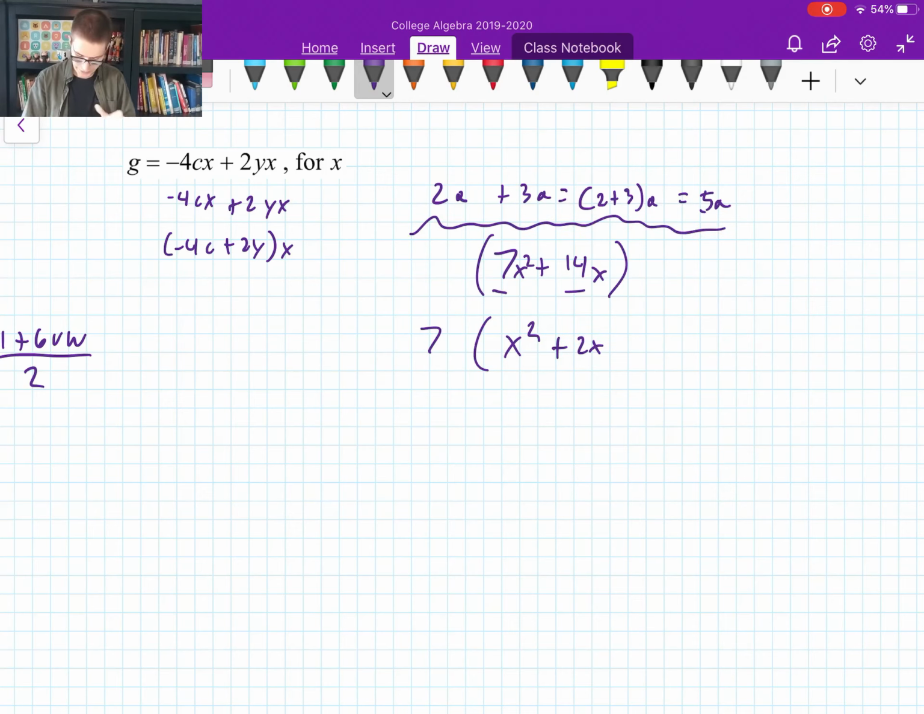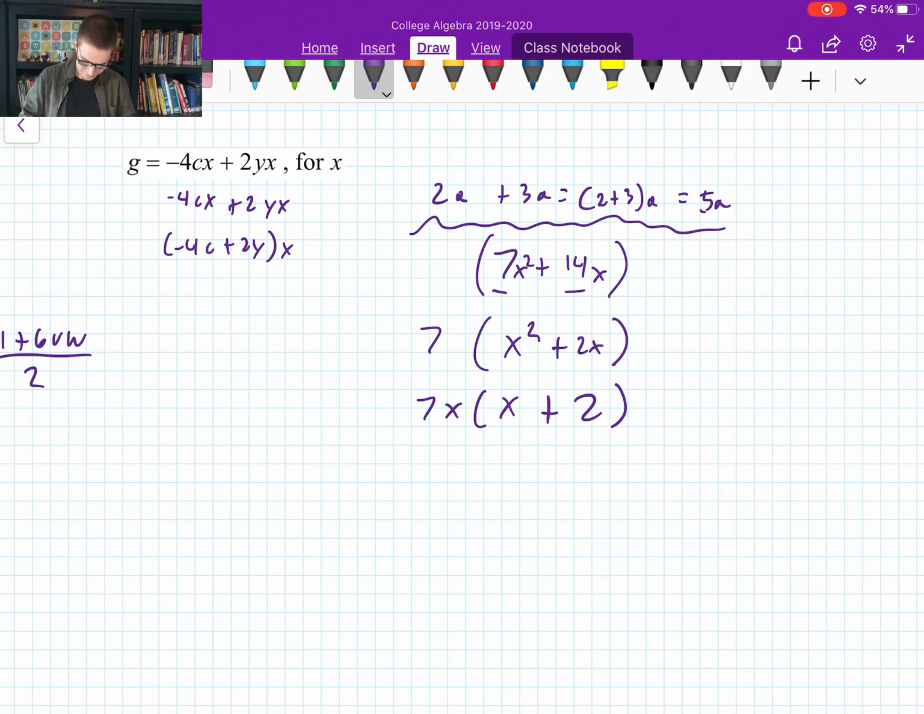And then after that, what else can we pull out? We can pull out an x. So we can say 7x. And if you pull out an x, x squared divided by an x gives you x. And then 2x divided by an x just gives you 2. So it gives you 7x times x plus 2.